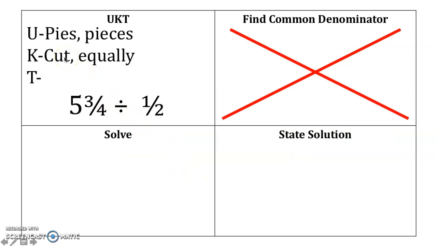Now, after finding out my units and determining my keywords, looking at our total, do we know our total? We absolutely do. Our total is 5 3/4, the number of pies, and that's what we're going to be dividing equally into half-size pieces before she puts them into the fridge. So we do know our total. That being said, we know that the operation we will be using is division. Now notice up here, I crossed out my find a common denominator section of my foursquare because I know that anytime I multiply or divide fractions, I do not need to find a common denominator.